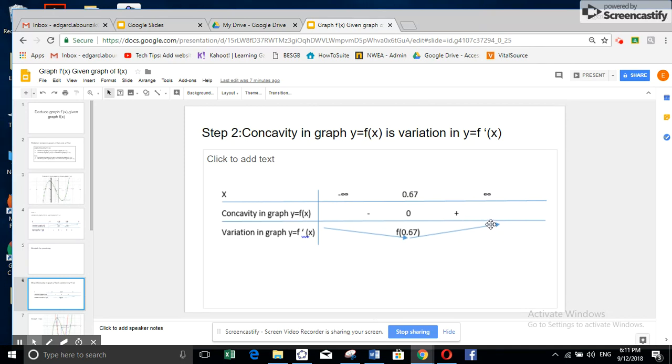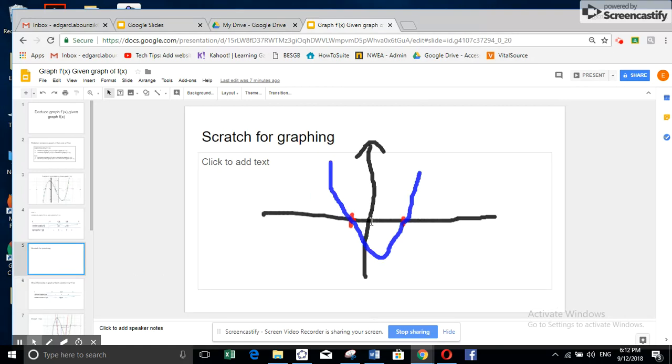Then positive. So when we graphed the sign, we said it has this shape. You can see it has that shape. But at the point x equal 0.67, I have a minimum. So if I go back to the graph up, here the minimum must be here at x equal 0.67.